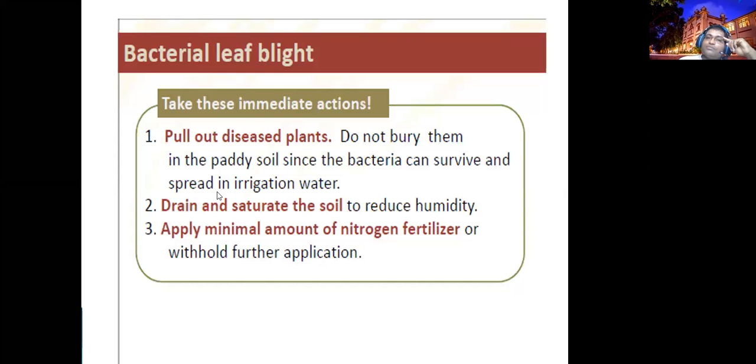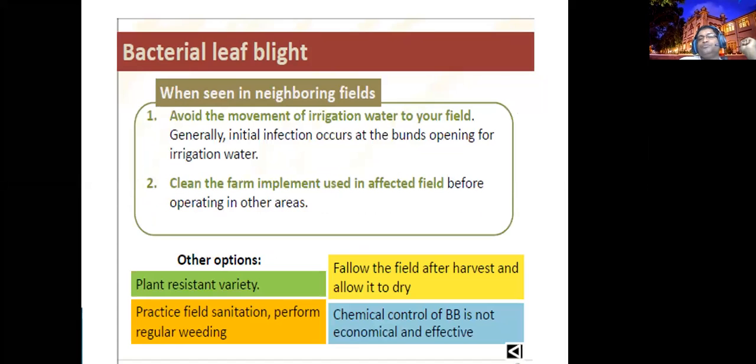So what you can do is pull out the diseased plants, drain and saturate the soil, and apply a minimal amount of nitrogen fertilizer. These are the things you have to do if you are observing the symptoms in your paddy field. Right. So next, you have to be careful about the neighboring field. If the neighboring field gets infected, observe the symptoms and block the water from entering your field. Block the incoming water and drain off all the water present in your field.